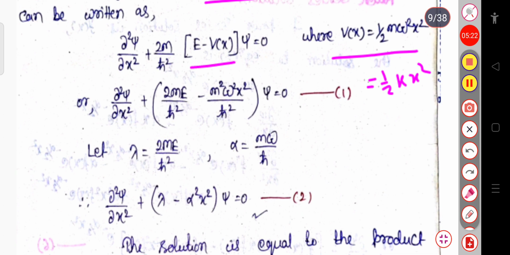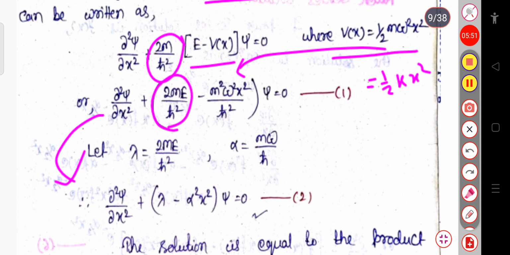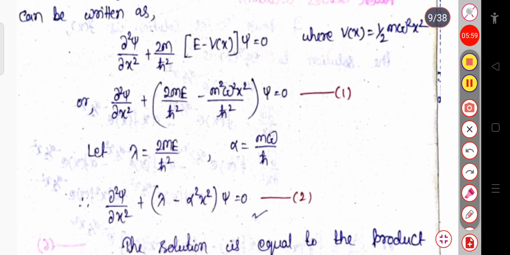And here if I substitute the value, this will be 2mE by h bar square minus, in place of V we have substituted this value, that will be m omega square x square divided by h bar square, because this 2m by h bar square is being multiplied with the first term as well as the second term. Now if I write lambda equal to 2mE by h bar square and alpha equal to m omega by h bar, then this equation can be written as d square psi by dx square plus lambda minus alpha square x square psi, that is equal to 0.